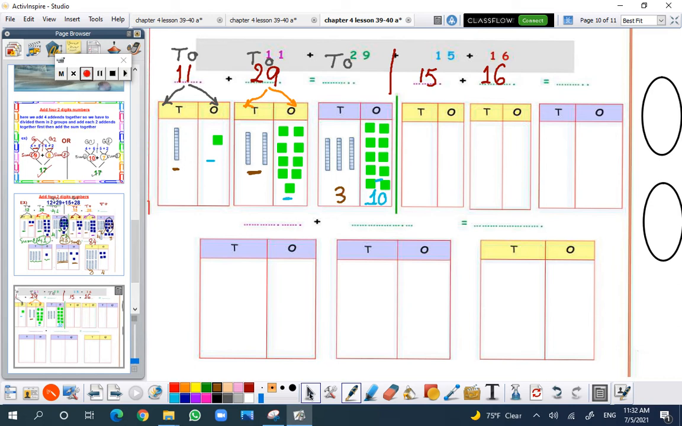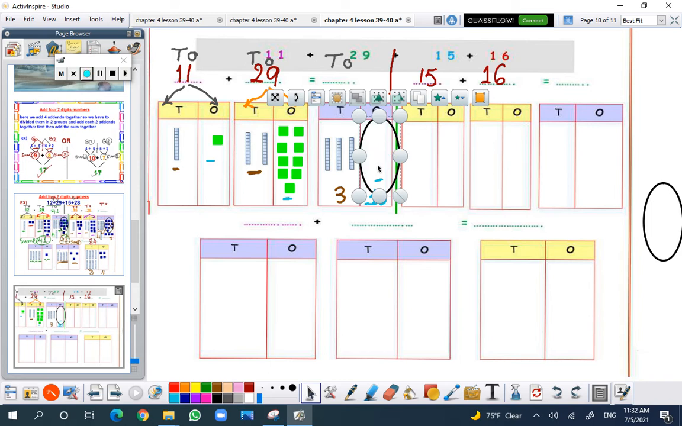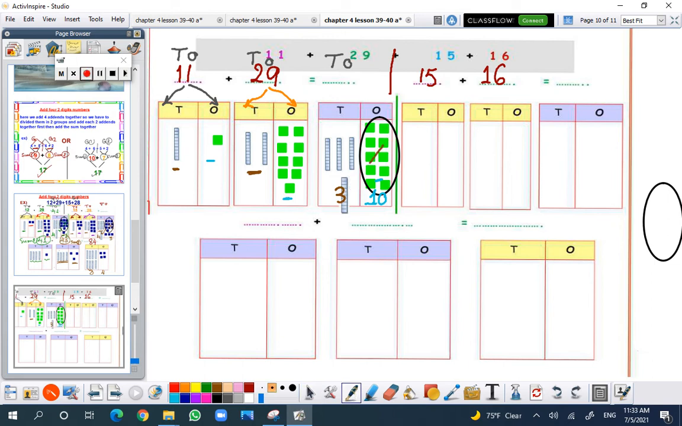But as we mentioned before, can we leave the ones as 10? No. So if we collect 10 small squares from the ones, I will collect them together. So I'm going to cross them out. Then I will represent them by 1 rectangular bar. So now here, how many small squares remain on the ones?